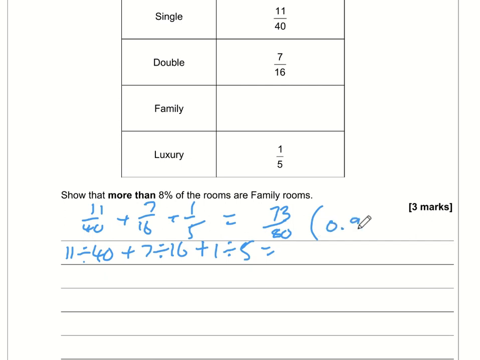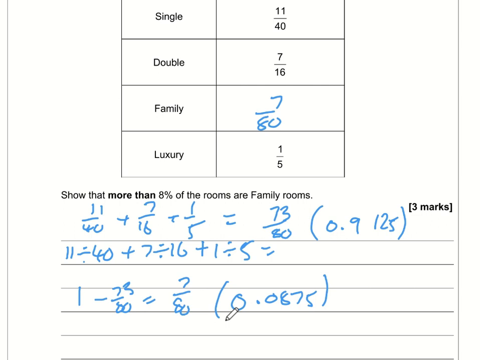That is 0.9125. So what that means is that 7/80, which is 1 minus 73/80, are family. So all we need to do now is convert 7/80 into a percentage and see if that is more than 8%. Now, first of all, 7/80, your calculator might give it as a decimal, which is 0.0875. So if you want to turn a decimal into a percentage, you just multiply by 100.